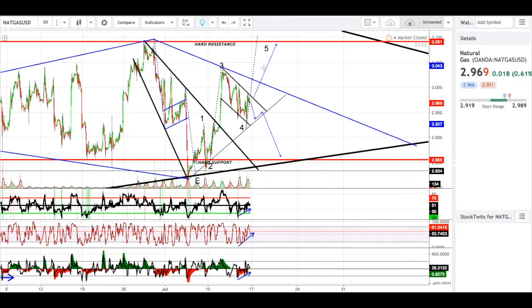So that has been my analysis on natural gas this week, and hopefully it gives you a little bit of an idea of what to expect going into next week. I think that we are going to either hit hard resistance or hard support. I don't have a definite answer for you, but the goal is not to be correct.